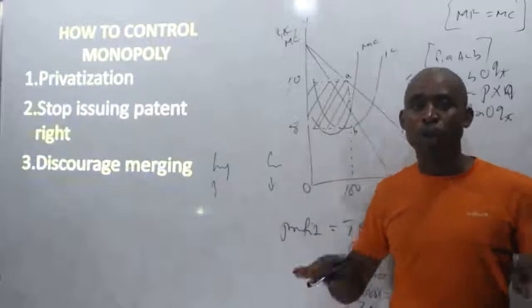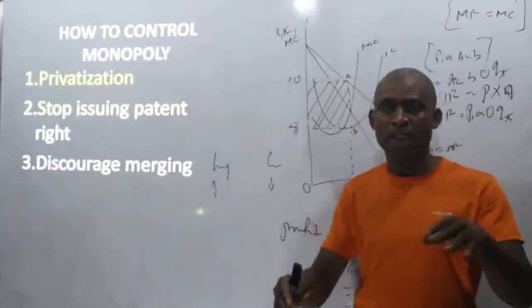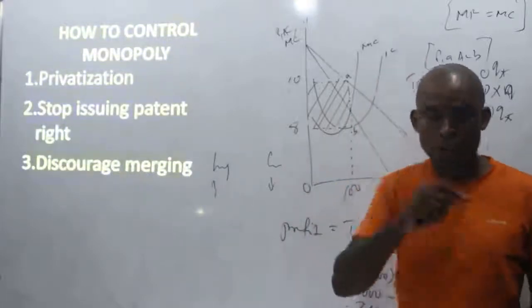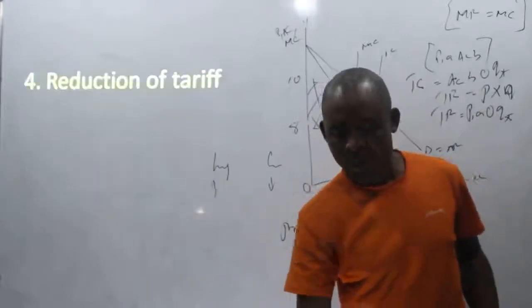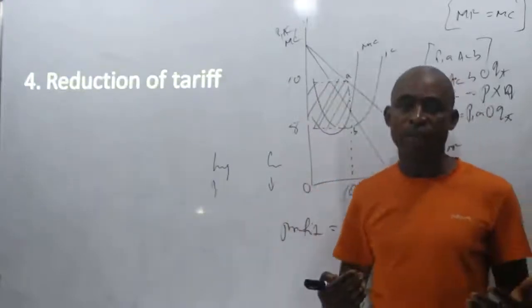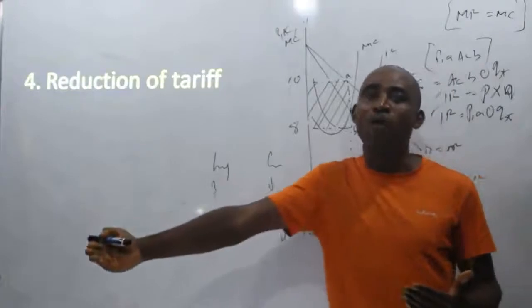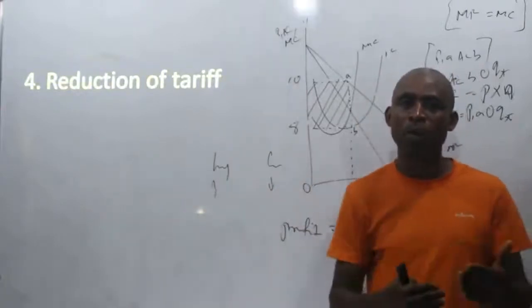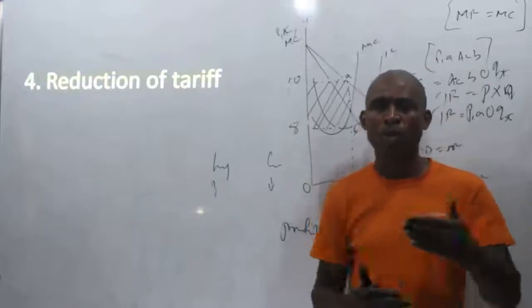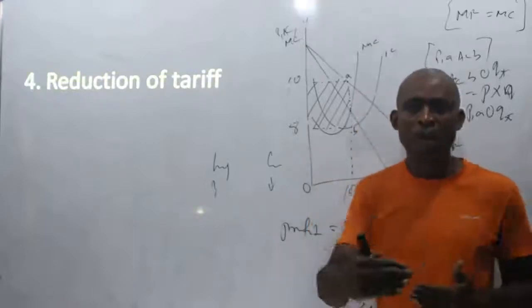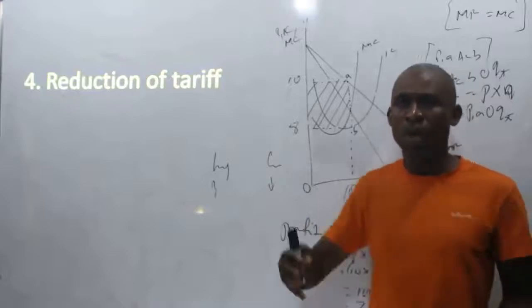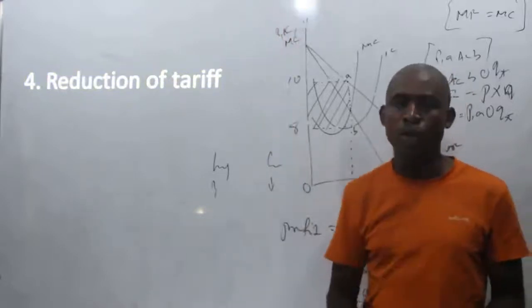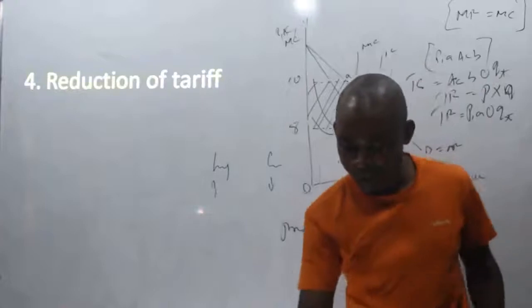Then, the government should discourage merging. When firms want to merge, the government should put a law to discourage that. There should also be reduction in tariff, meaning goods can come from other countries into the country to compete with our locally made goods, so that our local industry will no longer enjoy monopoly. So tariff should be reduced so that goods can come in and compete.